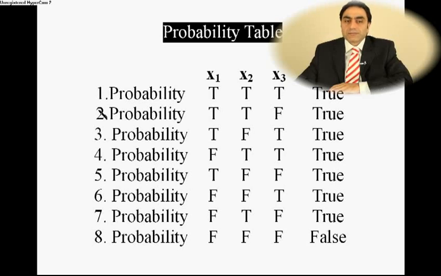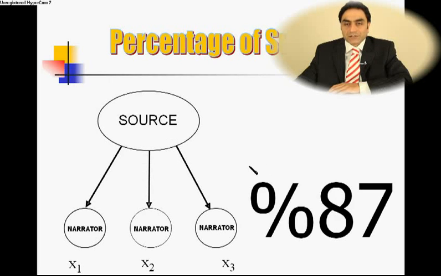So in this probability table, there are 8 valid options, alternatives. 7 of them show that the knowledge is true. Only 1 of them shows that the knowledge is false. So 1/8 probability says the knowledge is false, but 7/8 probability shows that the knowledge is true.